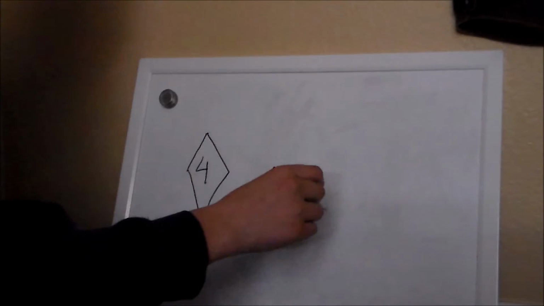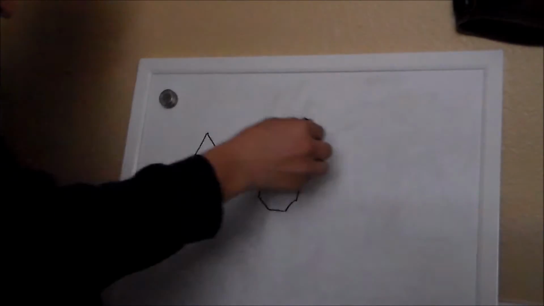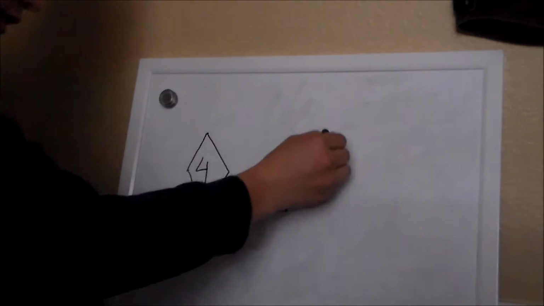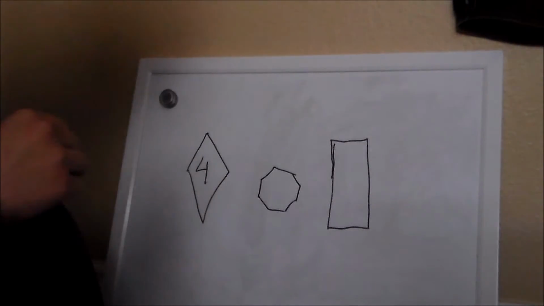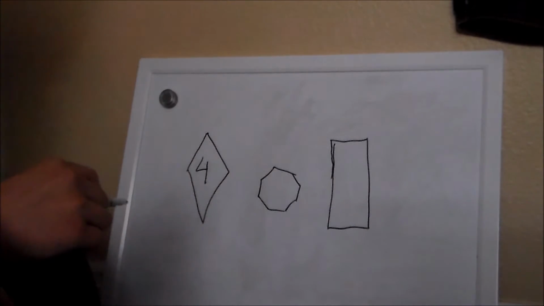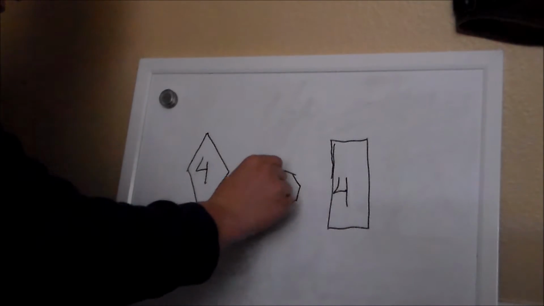Then we have the, what was it? The rectangle, which is like a square, but it's longer. Now, that also has 4 sides, and this one has 8.